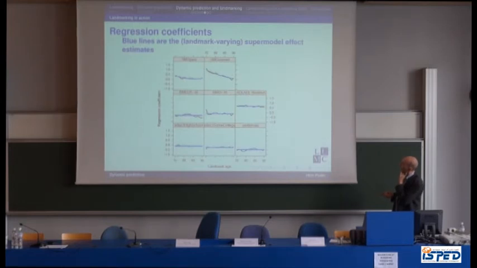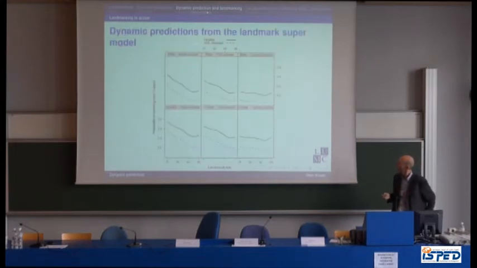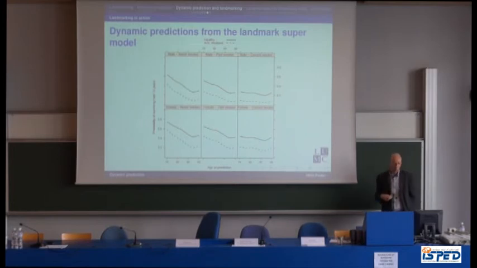I'll skip this. And so here you see the blue lines are the results from the supermodel, superimposed on the previous separate Cox models. This is the result of the dynamic predictions that you get from the landmark supermodels. You see here males and females. Males are the top, females on the bottom. And from left to right, you see the never smokers, the past smokers, and current smokers, and the two lines corresponding to healthy and ADL disabled.